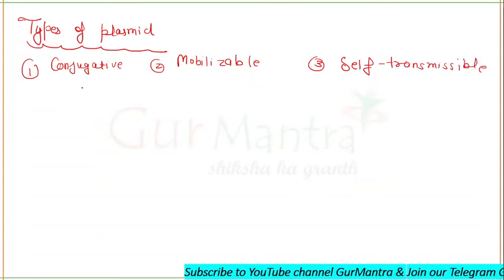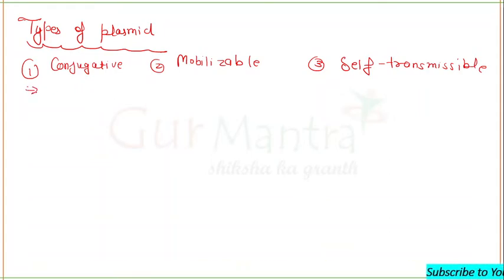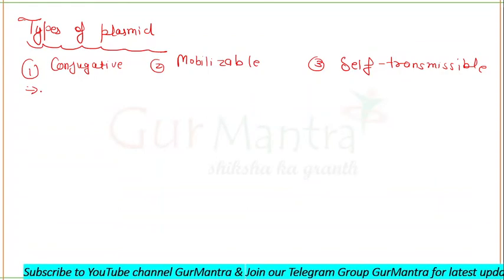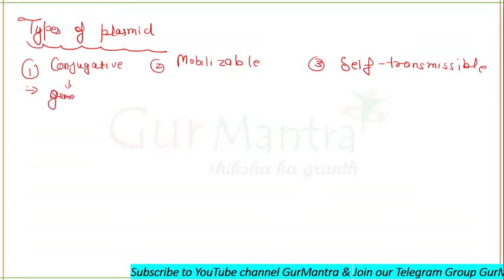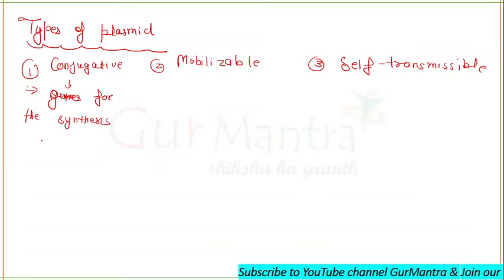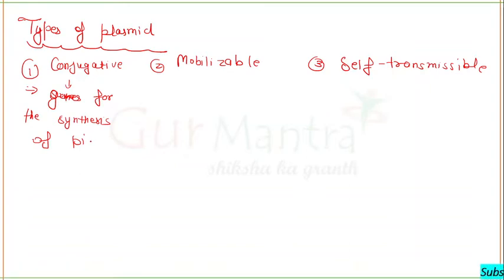First of all, let's talk about the conjugative one. These are large plasmids. They carry genes for the formation of specific donor-recipient pairs. It means they have genes for the synthesis of pili. Remember, conjugative plasmids have the genes for the synthesis of pili. Very important.